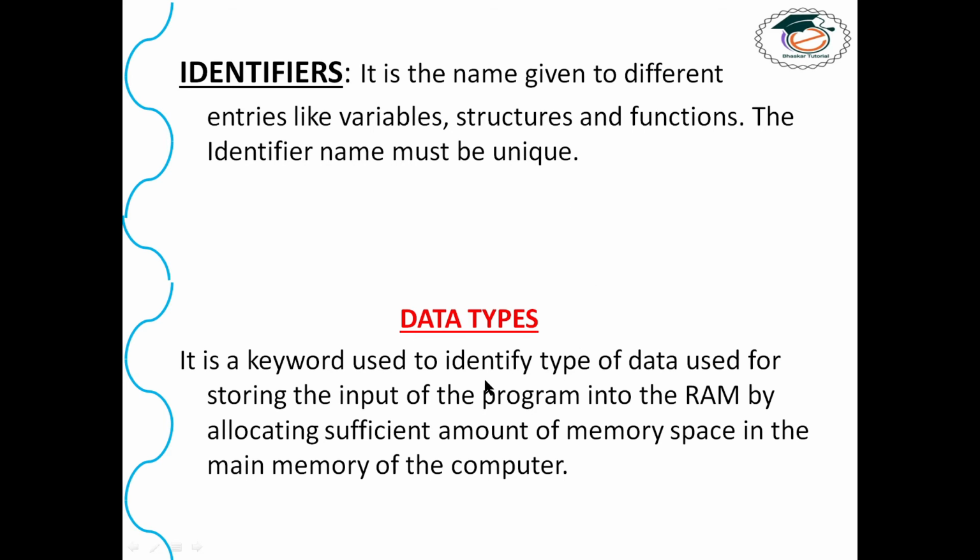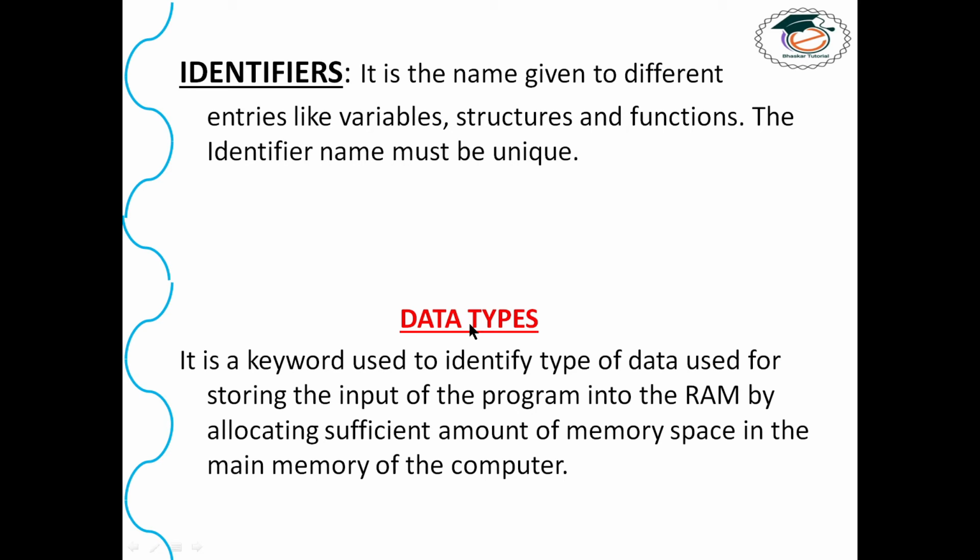So next you see data type. Let's see very briefly what a data type is. It is a keyword used for identifying types of data, used for storing the input of the program into the RAM by allocating a sufficient amount of memory space in the main memory of the computer. It's very easy to know. So what is it?